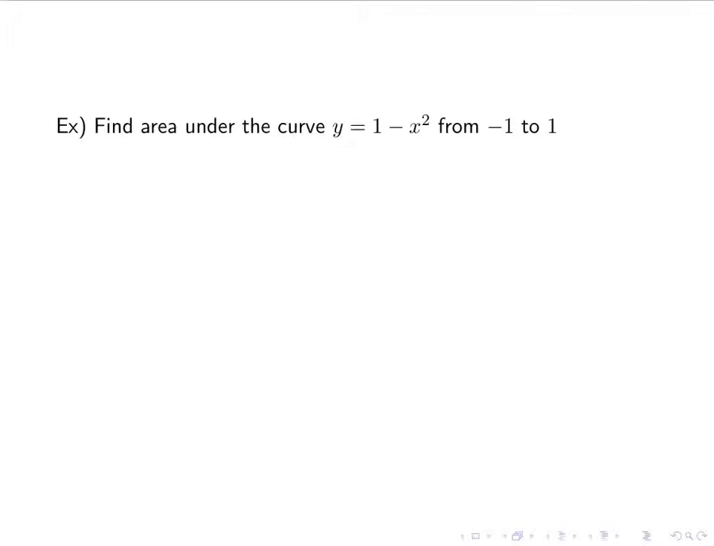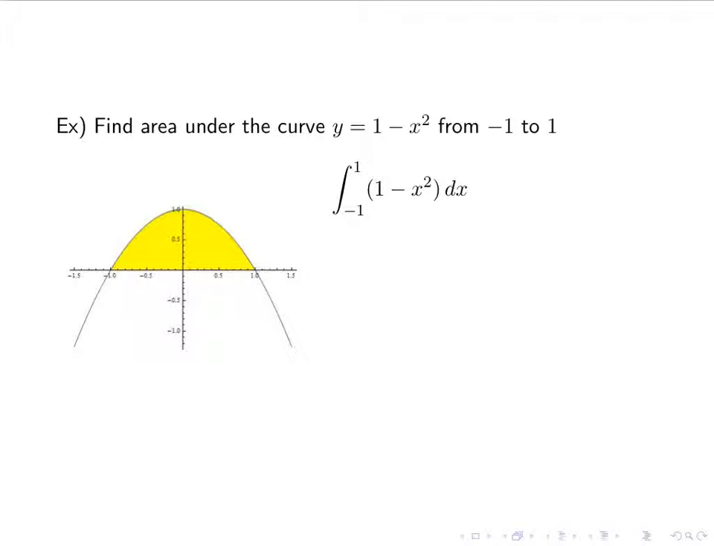For our next example, we have find the area under the curve y equals 1 minus x squared from negative 1 to 1. So again, I have a graph of it here for you. Shaded in yellow is the area under the curve from negative 1 to 1. And we set up the integral, the integral from negative 1 to 1 of 1 minus x squared dx. We integrate 1 and we get x. We integrate x squared and we get 1/3 x cubed. And again, this is being evaluated from negative 1 to 1.